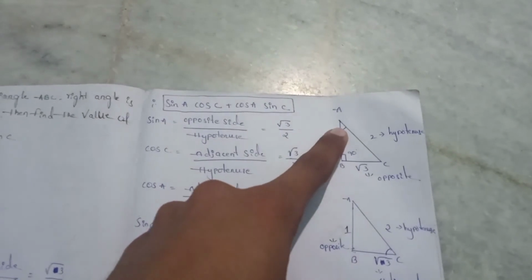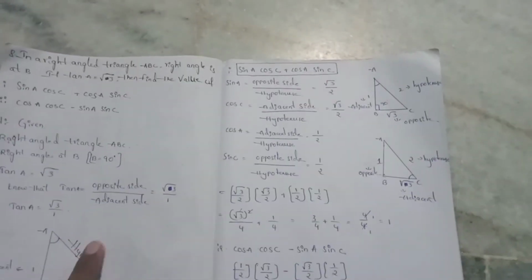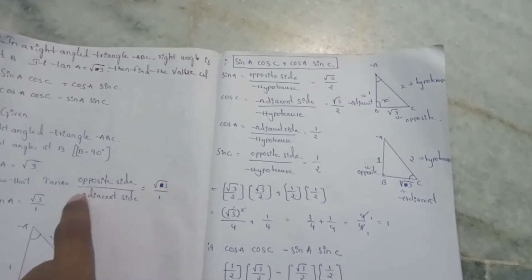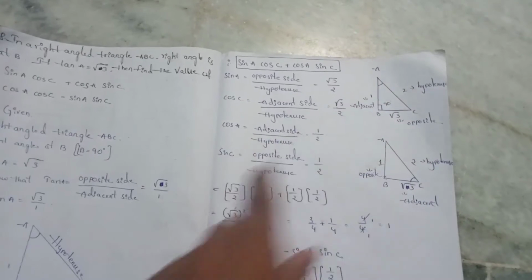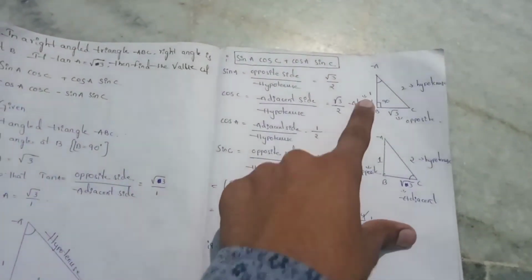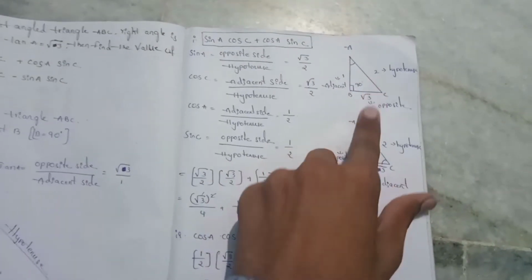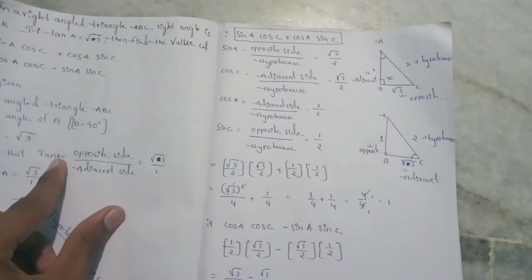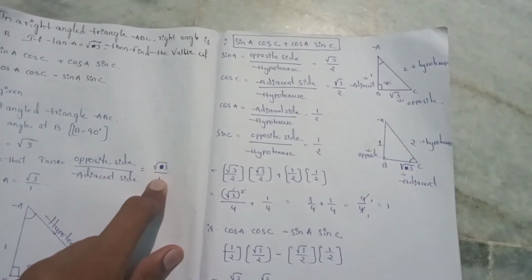When we point out angle A, which is the opposite side? See, what is given? Tan A. Angle A is here. When we point out angle A, the opposite side is root 3, the adjacent side is 1, and the hypotenuse we find is 2. We have to write 2 here. When it is tan A, it is opposite side by adjacent side, root 3 by 1.